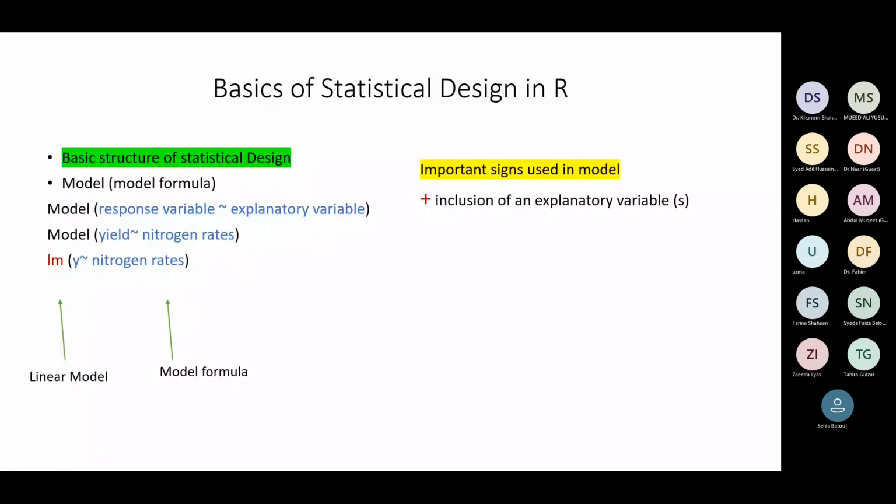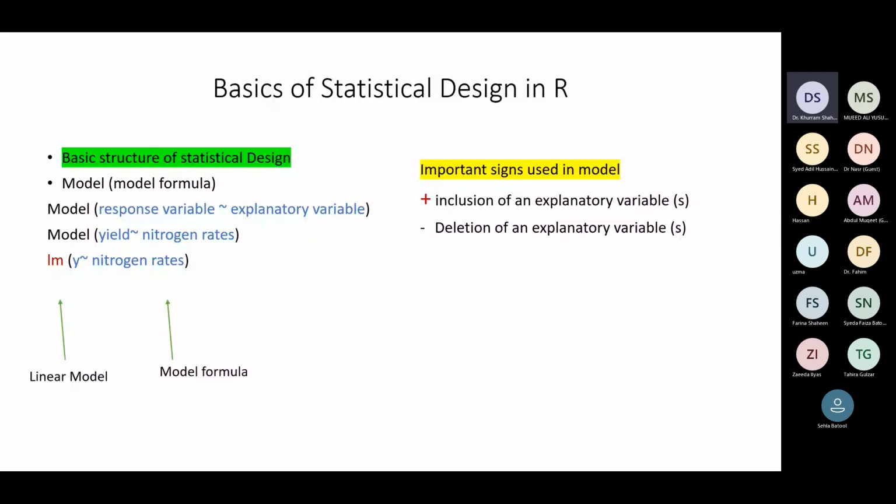Then you can delete any explanatory variables. With the minus sign, you can delete, for example, nitrogen rate minus variety. So you write all the factors, all your independent variables, and you want to delete some independent variable from the model formula. So these signs all come in the model formula. You can add explanatory variables, and you can delete explanatory variables.